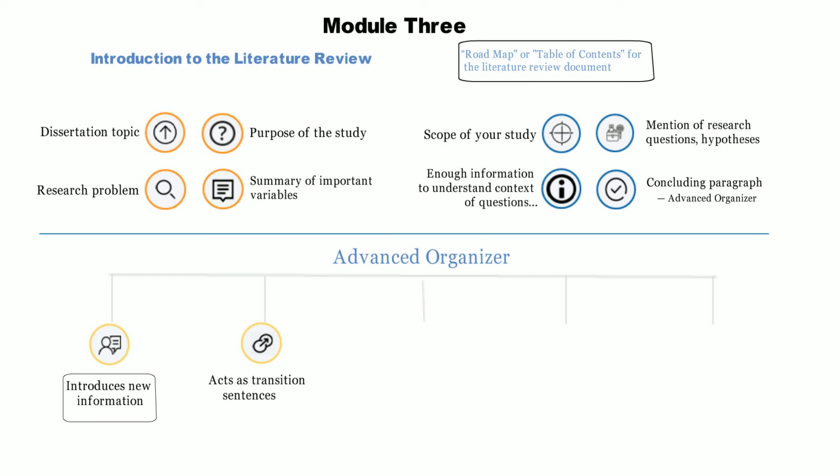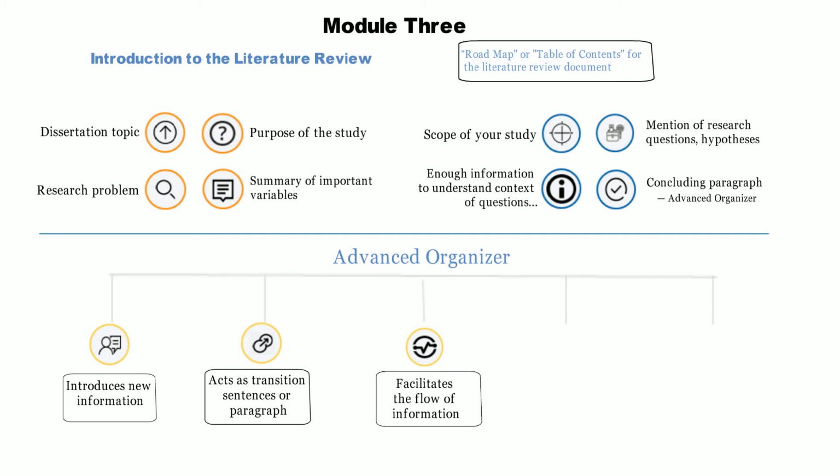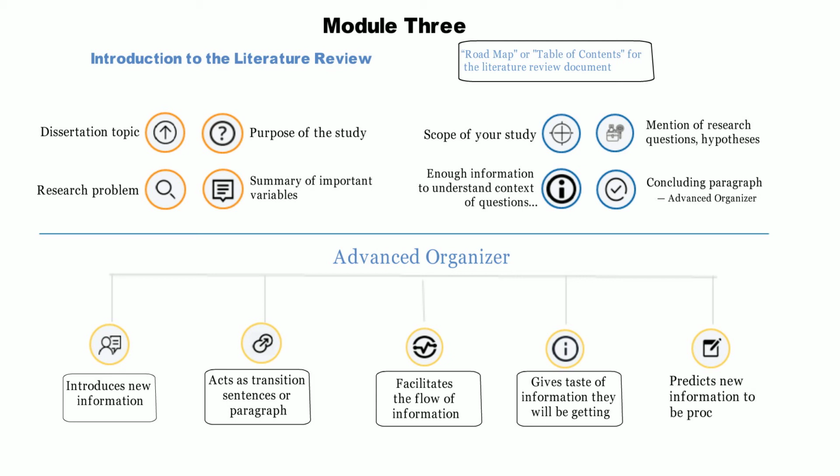It can also act as transition sentences or paragraph, connecting sections in a document. It facilitates the flow of information from section to section, which ends with transition sentences connecting to the next section of the paper. It gives readers a taste of information they will be getting later in the document. Finally, the Advanced Organizer can predict new information to be processed and learned.